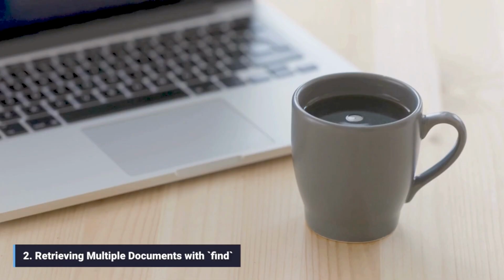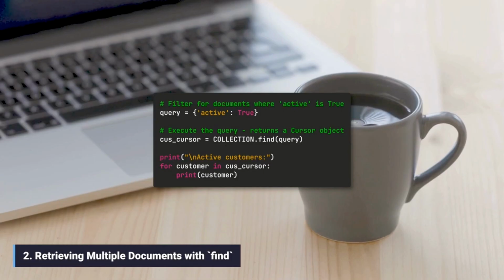2. Retrieving multiple documents with find. To retrieve all documents that match a filter, we use the find method. This method returns a cursor object. To get the data, we must iterate over the cursor, similar to PostgreSQL, or convert it to a list. The query dictionary is active: true. The find method gives us the cursor, which we iterate over using a for loop to process each document.